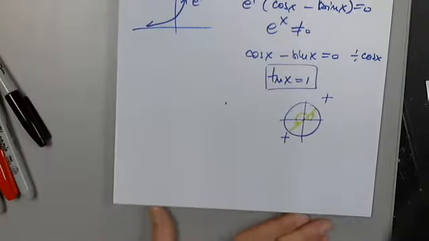Very good. So at those numbers, this function has a horizontal tangent. Horizontal tangent means the derivative is 0, which means the points will give us a max or a min.